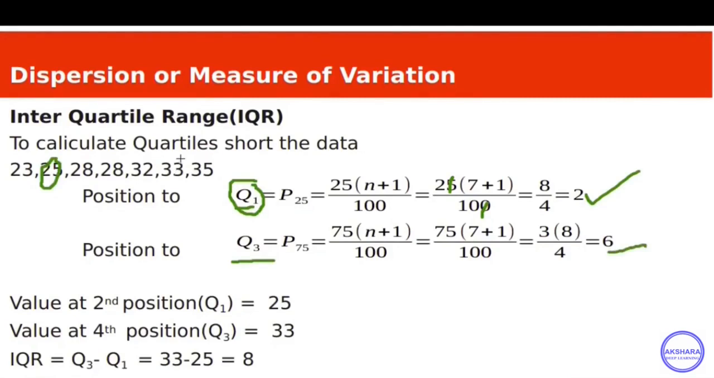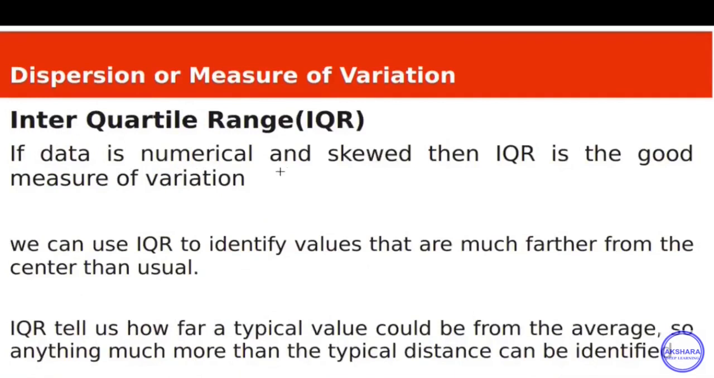Q3 will be the value at position 6, that is 33. Interquartile range will be the distance between quartile 3 and quartile 1. Then that is 33 minus 25 in this example, that is 8. If data is numerical and its distribution is skewed, then interquartile range will be a good measure of variation.